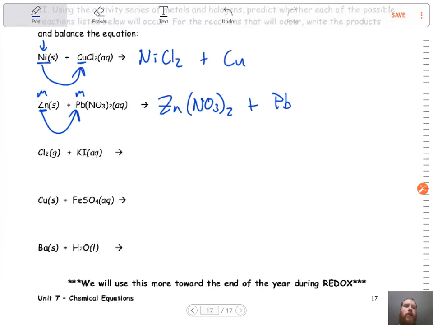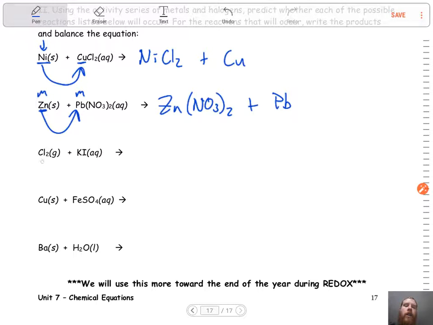So what I want you guys to do is to go through and do these next 3 on your own. If something is less active than what it's trying to kick out, or the single element that's trying to kick out something else, you just write no reaction, because no reaction would take place. So pause the video, go through, do these ones, and then we'll jump back to our other predicting product pieces.